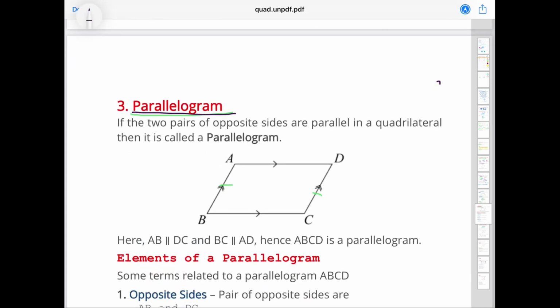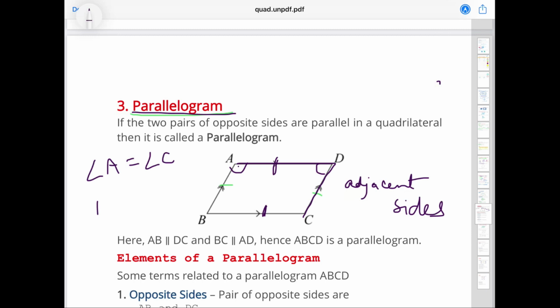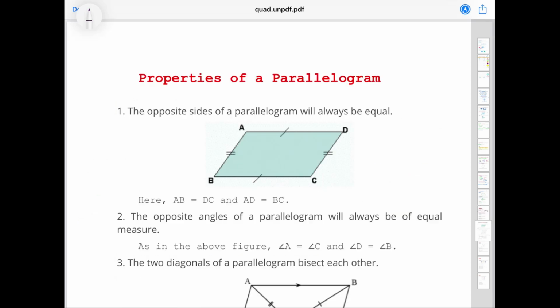Now let's see the parallelogram. In a parallelogram, opposite sides are equal. The sides AD and DC are called adjacent sides. In the same way, the angles A and D are also known as adjacent angles. The opposite sides, as you know, will be AD and BC. Here the opposite angles are equal. That means angle A will be equal to angle C, and the sum of the adjacent angles will be 180.